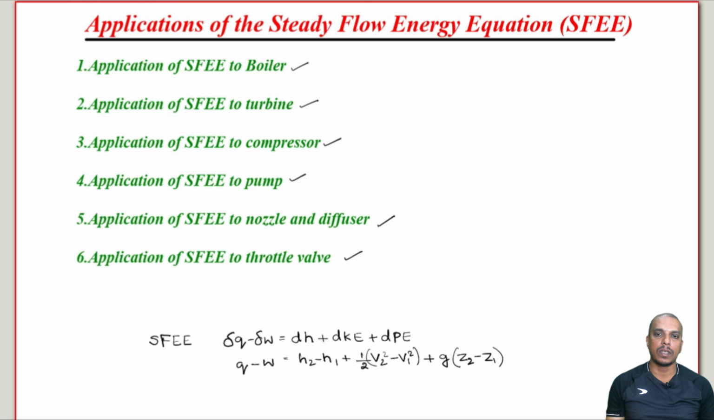So let us start from SFEE general equation, which we already know. SFEE is given by Q minus W is equal to change in enthalpy plus change in kinetic energy plus change in potential energy. And if you expand it, dH is H2 minus H1, change in kinetic energy is half into V2 square minus V1 square, plus g into Z2 minus Z1. This is what we already know.